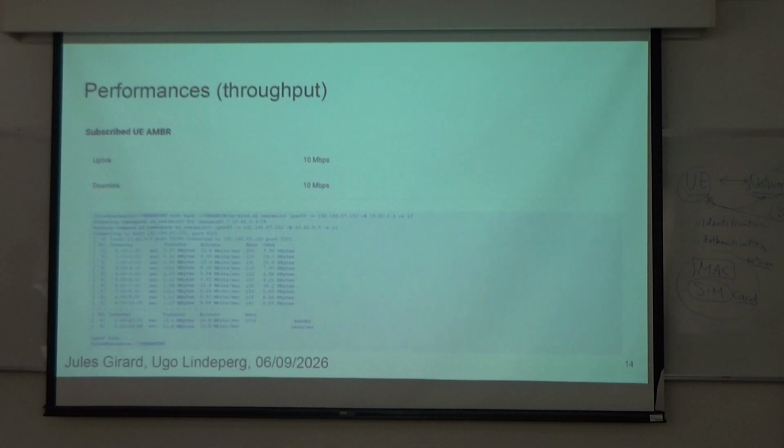We do different tests. The first one is with iperf3. We try to test the connectivity with the edge server. Each IoT device has a throughput limited to 10 megabits per second. So you can see on the screen the iperf3 test is limited to 10 megabits per second, so it matches the requirement.